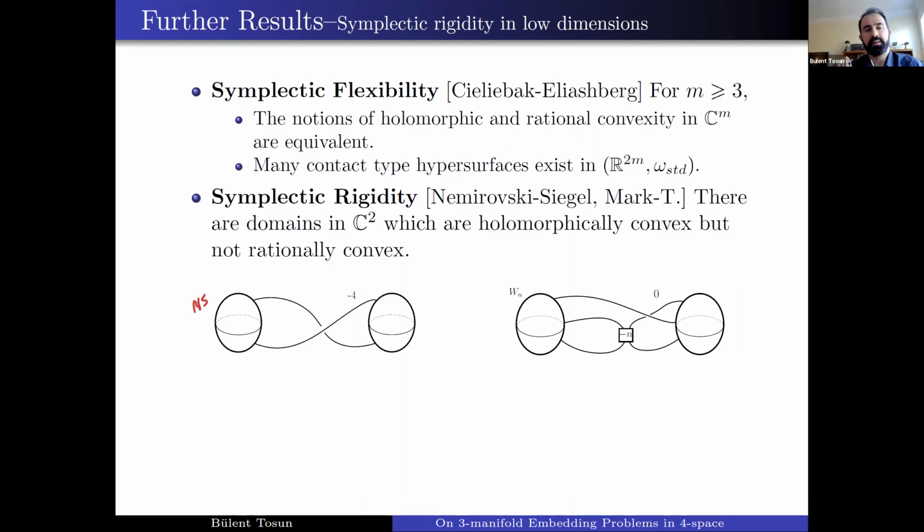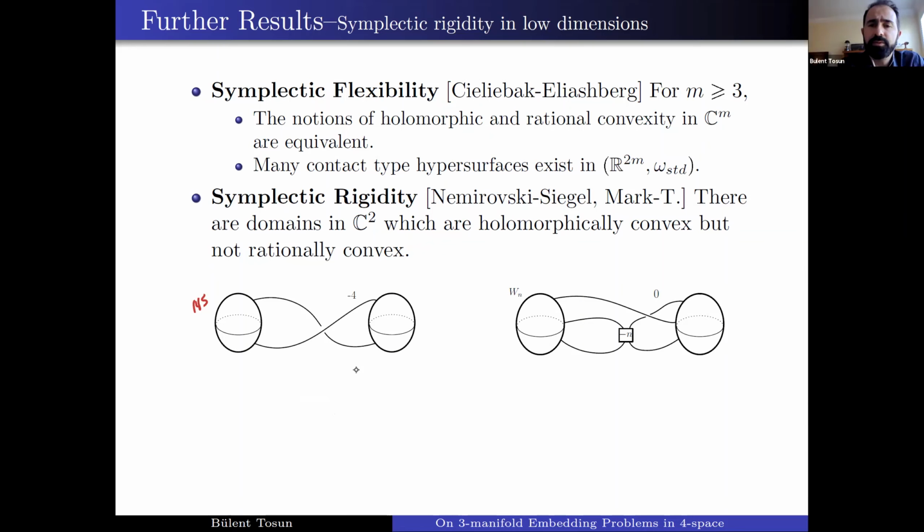So this is a disk bundle over RP2 with Euler number -2. And what you see here is an infinite family of contractible manifolds. Nemirovsky-Segal proved that this is, I mean, it's not very difficult to see, indeed holomorphically convex in C2, but it could not be made rationally convex. It essentially rests on this nice result that there cannot be Lagrangian Klein bottles in R4 with the standard symplectic structure.